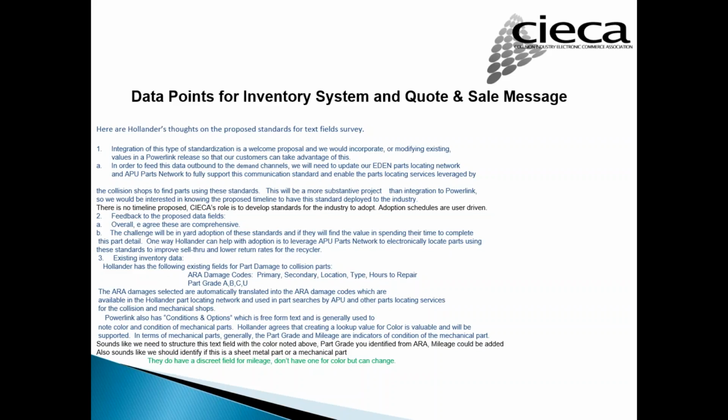And I'll just drop down to the existing inventory data. Hollander already says they have in their existing fields the ARA damage codes, the primary and secondary location. They also have the ARA, or the now fully accepted CIECA, codes for parts grading. So they have those in place already. So you can see that there is a relationship of hearing back and forth to make sure these standards do mirror.